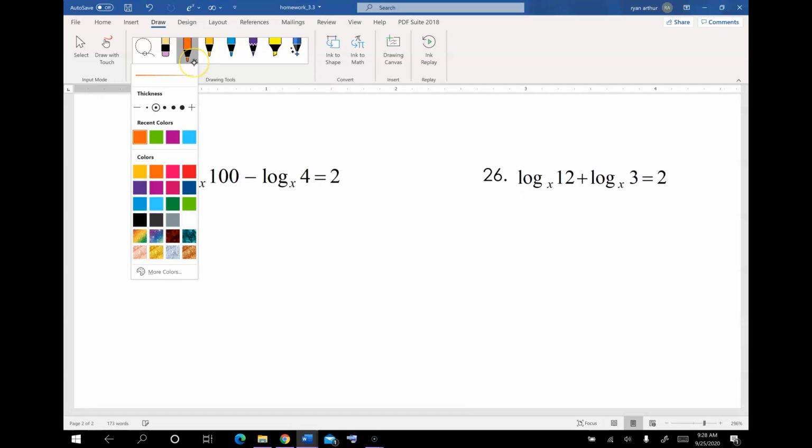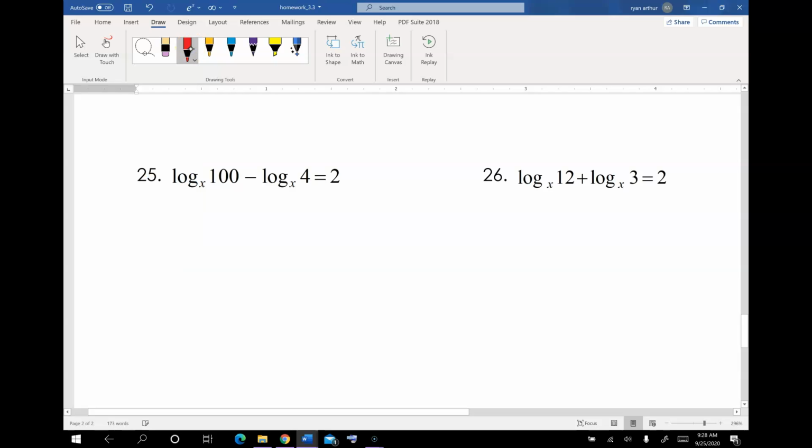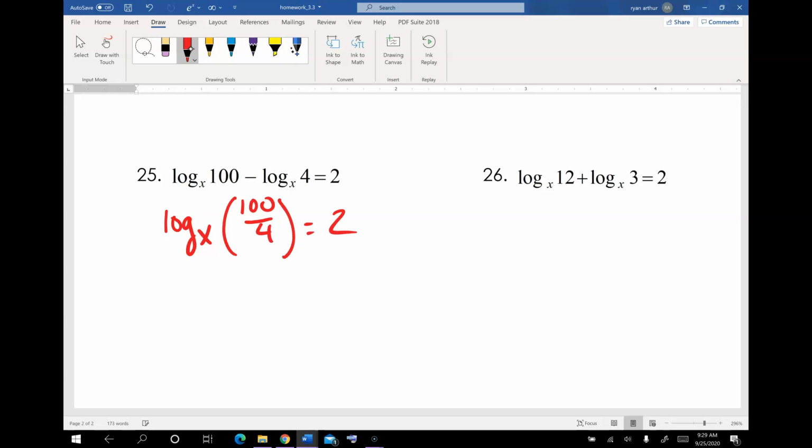So 25. I need to get it single ladies, right? So first we're going to get it singles. So I am subtracting 2 logs. There's nothing in front of them. So we're going to divide them. So I'm going to say log base x of 100 divided by 4 is equal to 2. Well, what's 100 divided by 4? 25. So I'm going to erase this and put 25. So now we're back to a previous video. Okay? I've got an x right here. So we've got to convert it. So x squared equals 25.